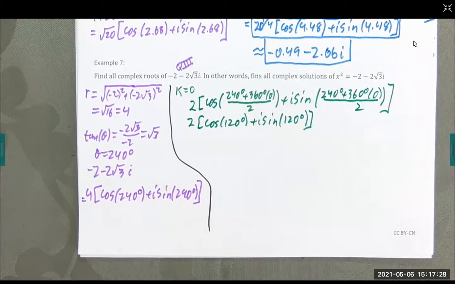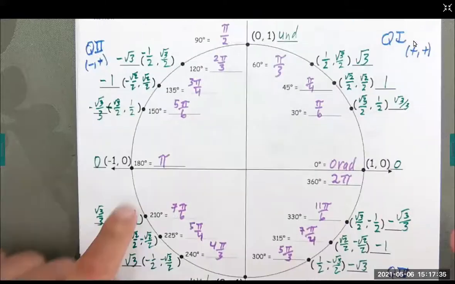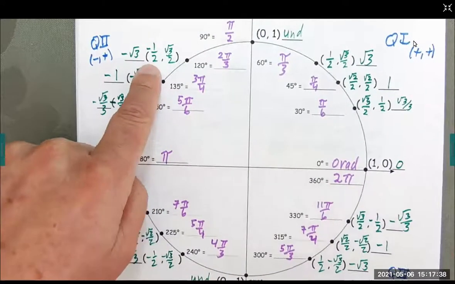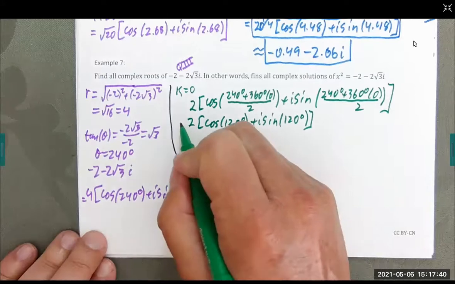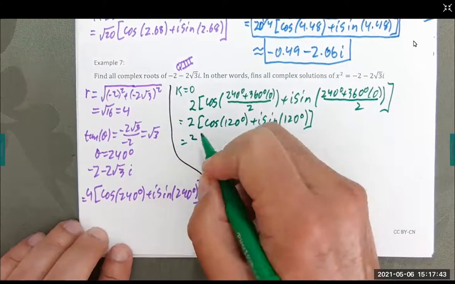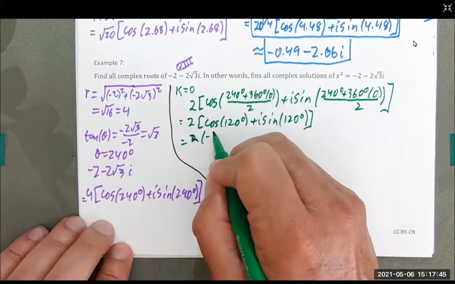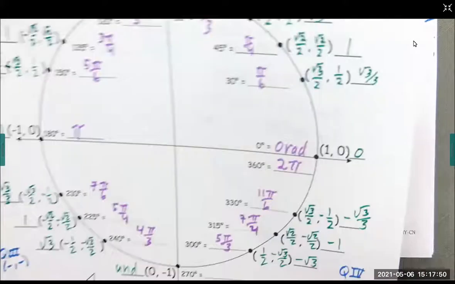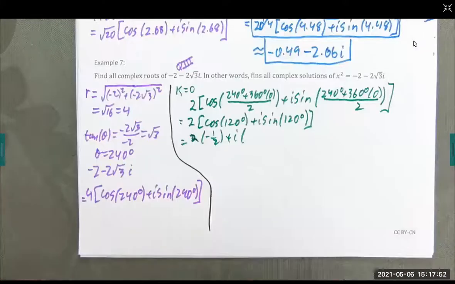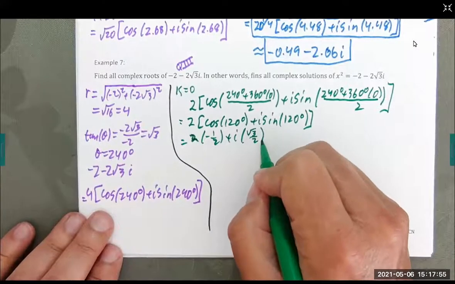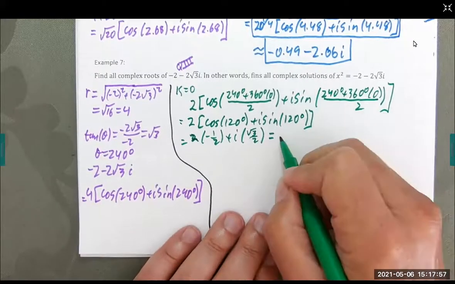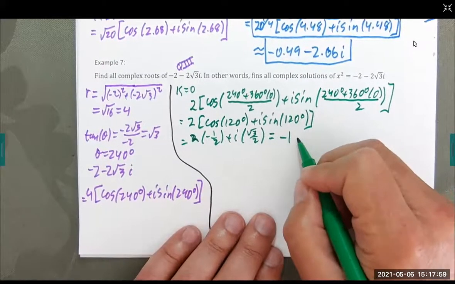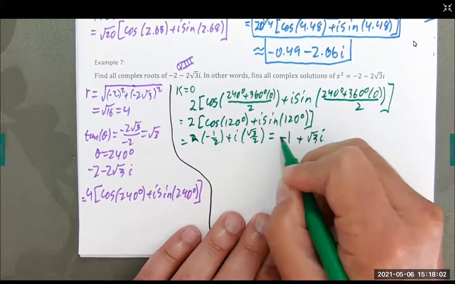They do not ask for that. So we're going to go back into standard form. And cosine of 120 degrees, 120 degrees is right here. Cosine is the x coordinate, that's -1/2. 2 times -1/2 plus I times the sine of 120, that's the y coordinate, √3/2. That equals -1 plus √3i. So there's my first answer.